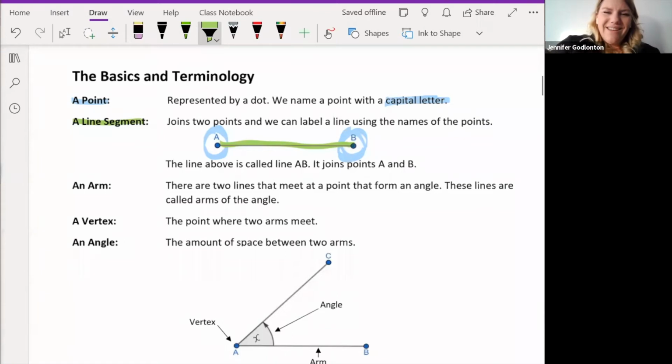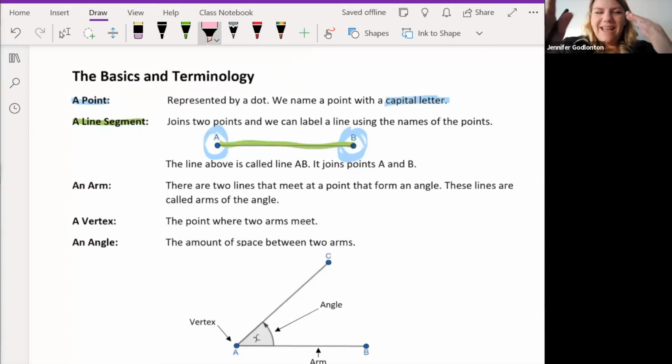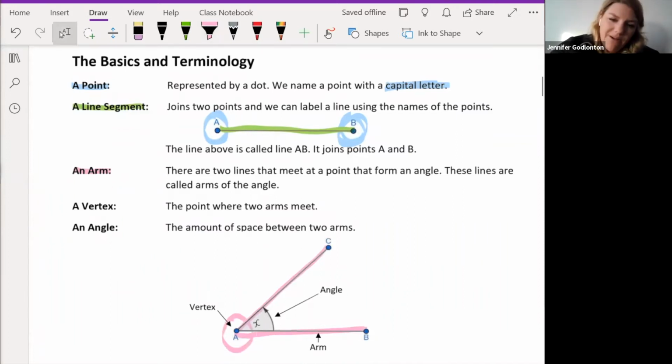Okay. Next one, I promise you these are all going to start coming into play and you'll be like, okay, that's how that fits in. So just bear with me for the moment. If we have an arm, it's not our actual arm, okay? It's where we have 2 lines that meet at a point and they form an angle. So like here, we've got 2 lines, they are meeting at a point and they have formed an angle. Okay, so those lines would be acting as arms.